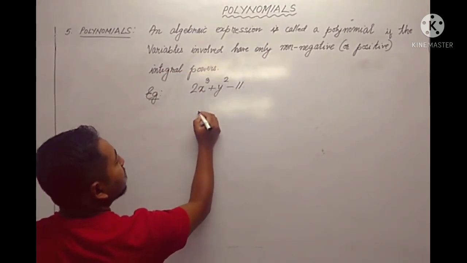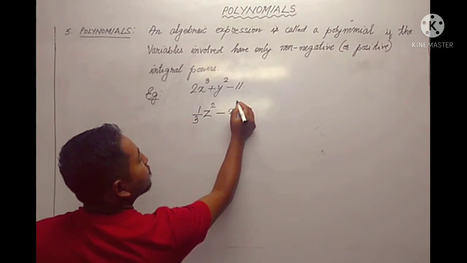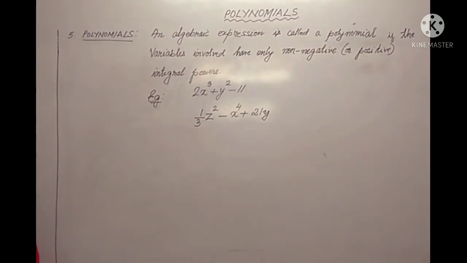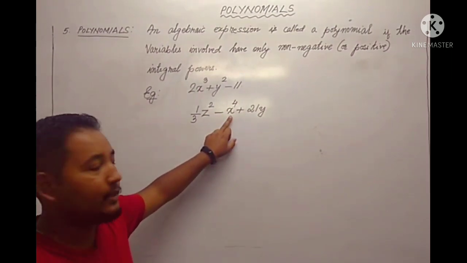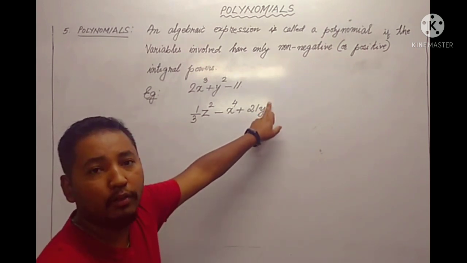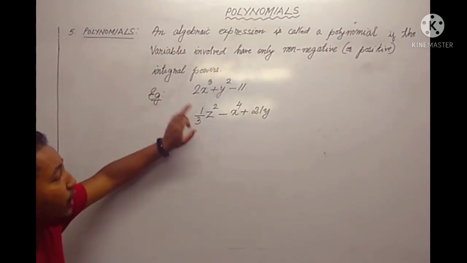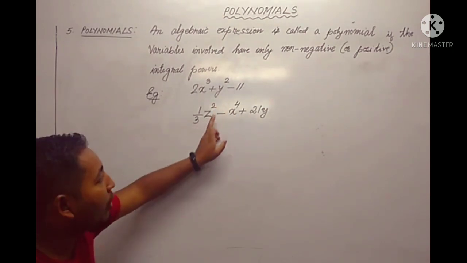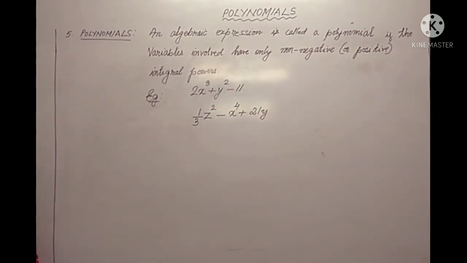If I write 1 by 3 z square minus x to the power 4 plus 21y. Now if you look at the power of z, that is plus 2. If you look at the power of x, we have plus 4. And if you look at the power of y, we have plus 1. Therefore this is also a polynomial. To be a polynomial, you have to check the variables and their powers. If the power of the variable is positive, the entire expression is a polynomial.